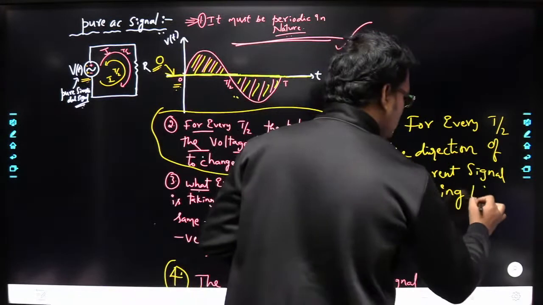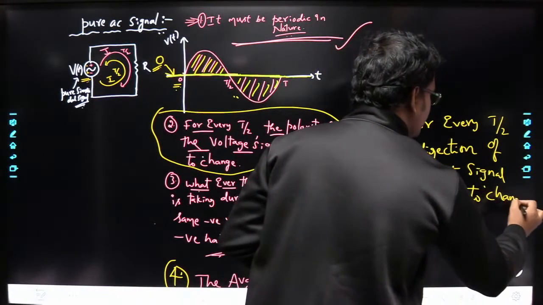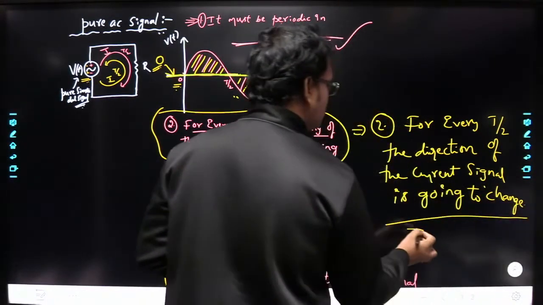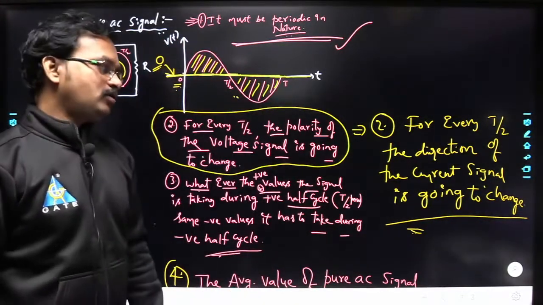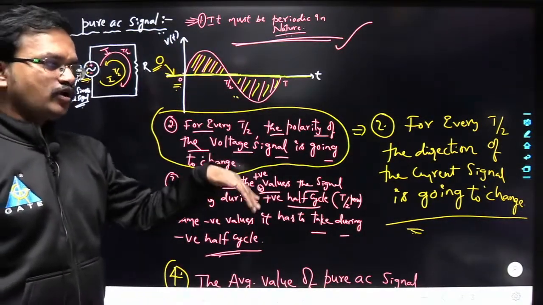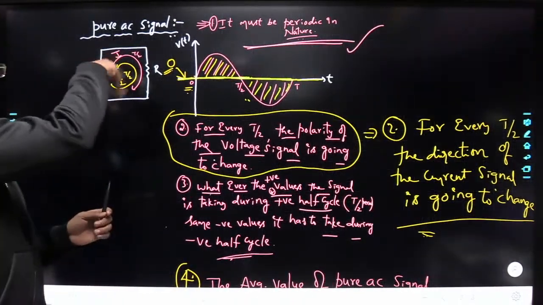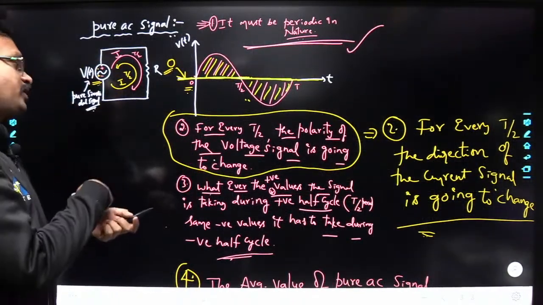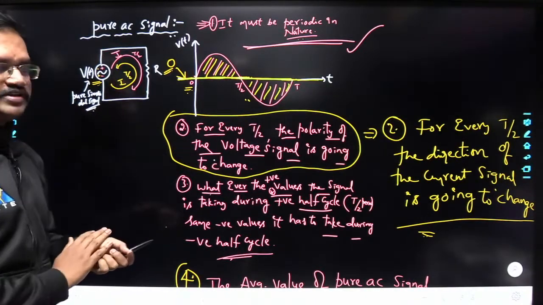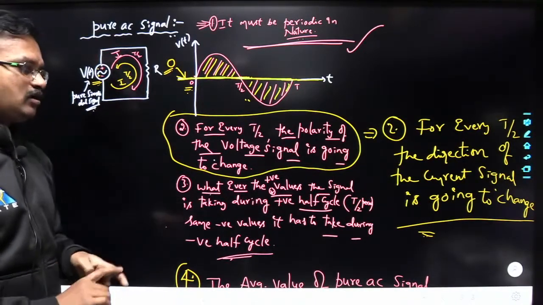Okay, it is going to change. It has to change for every T by 2. So for every T by 2, the direction of the current is going to change. For half of the period, it flows in the clockwise direction, which means for the next half of the period, it is going to flow in the anti-clockwise direction.